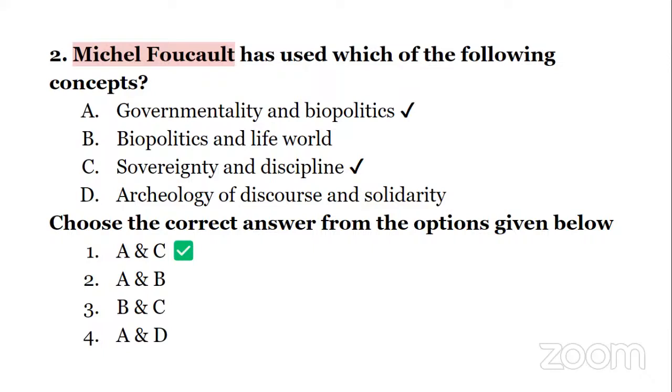Foucault discusses the concept of sovereignty in terms of traditional forms of power, such as the right of the sovereign to decide life and death. Discipline refers to the mechanisms of power that regulate the behavior of individuals in society through surveillance and normalization. So these two are the concepts used by Michel Foucault. We can go with option A and C.